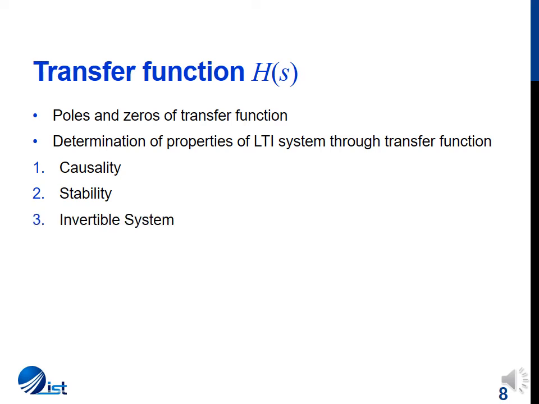Finally, we discussed how to design an invertible system, and we saw that, using the properties of convolution, an invertible system is such that when it is connected in cascade with the original system, the transfer functions of both get multiplied and we get 1, which means that the transfer function of the invertible system is equal to 1 by H of s.